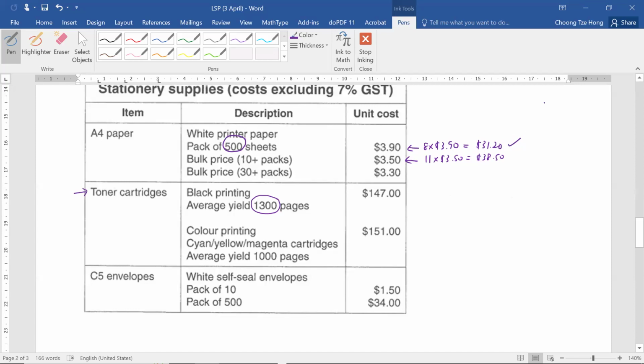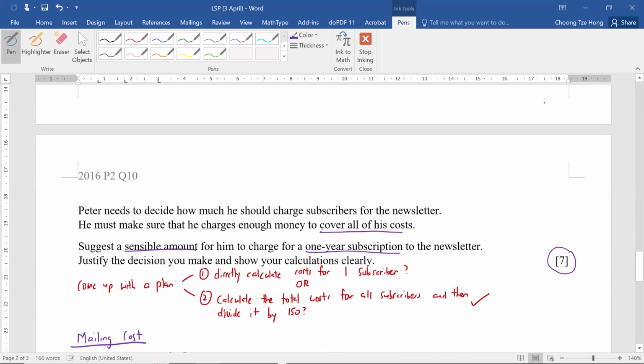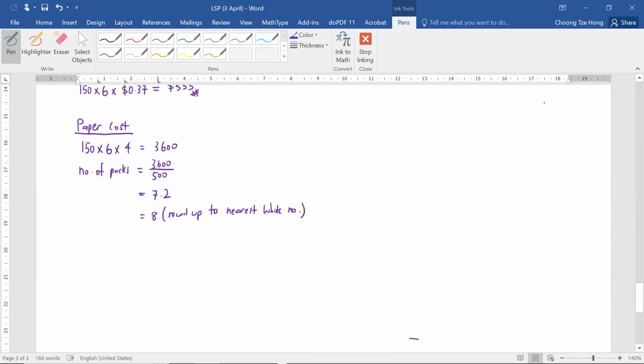The examiner wants to see your thought process, because what they want is the lowest possible cost. Although you want to charge the subscriber a sensible amount, you do not want to purposely overspend and then charge him more. So the cost for the paper will be 8 times 390, which gives us 3120. This is the cost of paper.